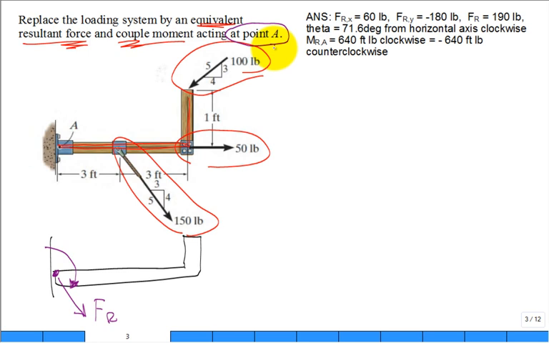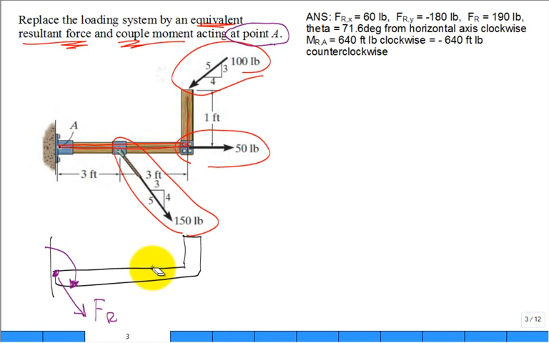Now maybe you studied and you said, isn't a couple moment a free vector? Yep, it is. So conceptually that couple moment could work anywhere. It could work right out here, and it would have the same effect on the object. It would have the same tendency to make the object rotate. But conceptually we'll just leave it there at A, where both of them apply today. So that's our question. Okay, so how do we approach this problem?